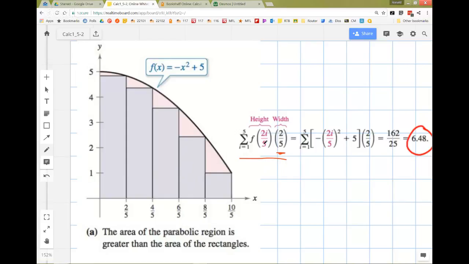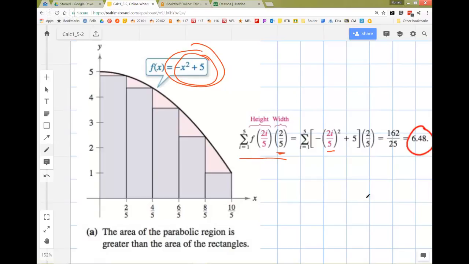Okay, now what is f of anything? Well, we got to use the function. So you notice here, they took the x value, whatever it is, they squared it, and then they put a minus sign on it, and they added 5, which is exactly what this function tells them to do. Anyway, I'm not going to go through the details here because it's kind of excruciating, but it comes up with 6.48.